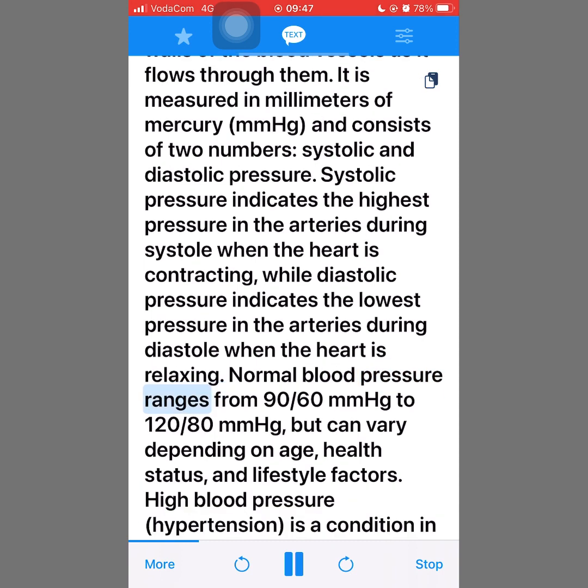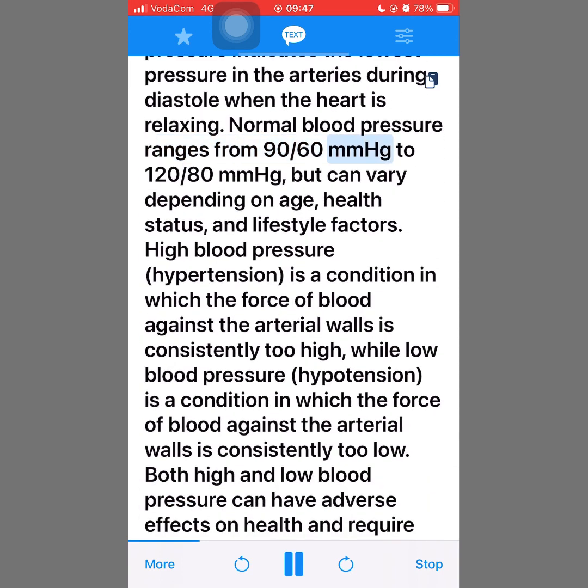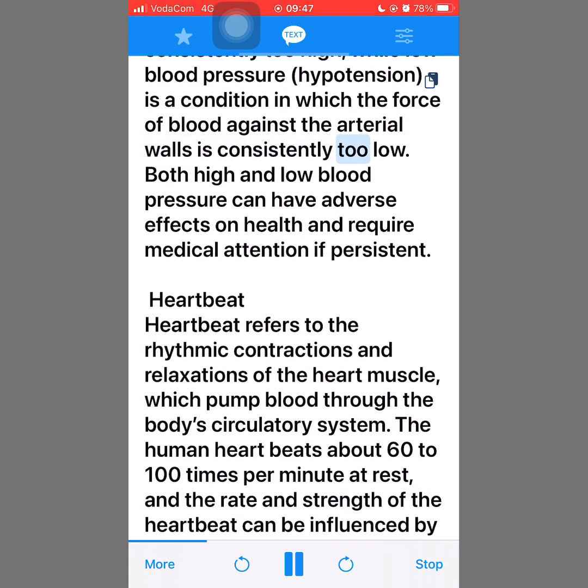Normal blood pressure ranges from 90/60 mmHg to 120/80 mmHg, but can vary depending on age, health status, and lifestyle factors. High blood pressure, hypertension, is a condition in which the force of blood against the arterial walls is consistently too high, while low blood pressure, hypotension, is a condition in which the force of blood against the arterial walls is consistently too low. Both high and low blood pressure can have adverse effects on health and require medical attention if persistent.